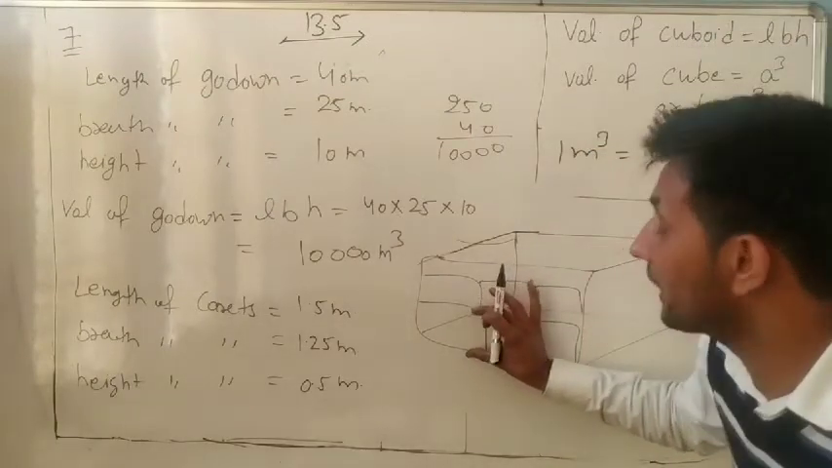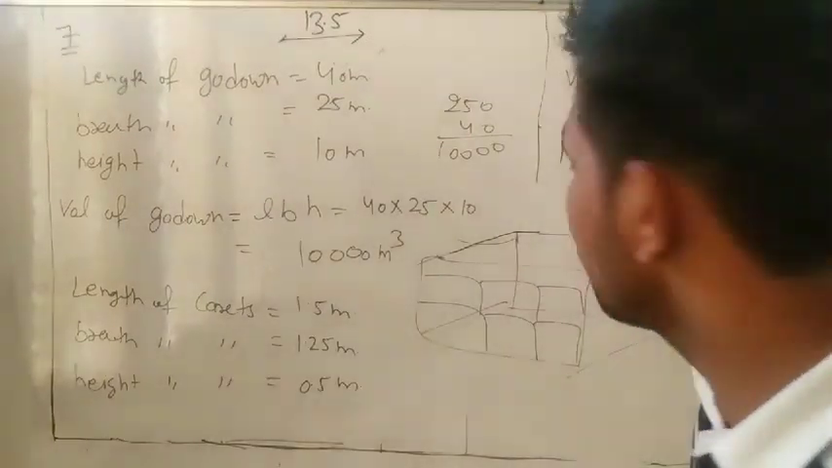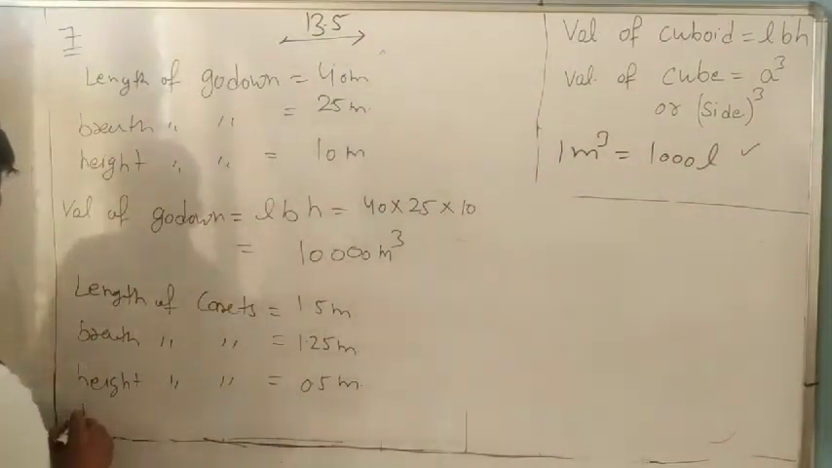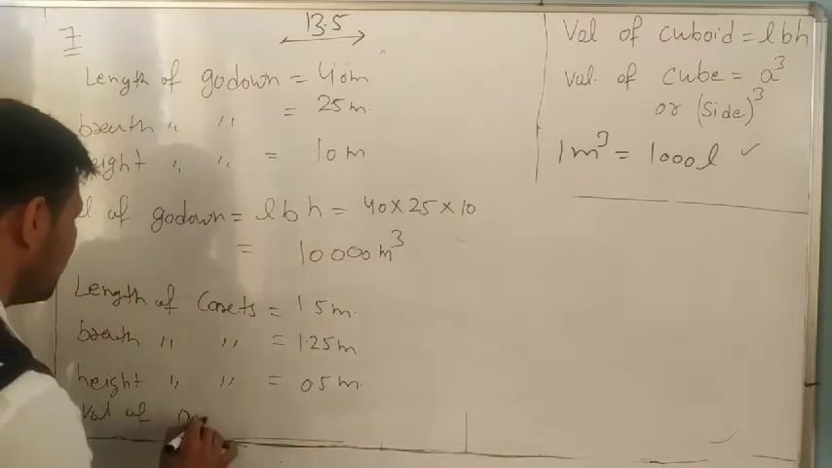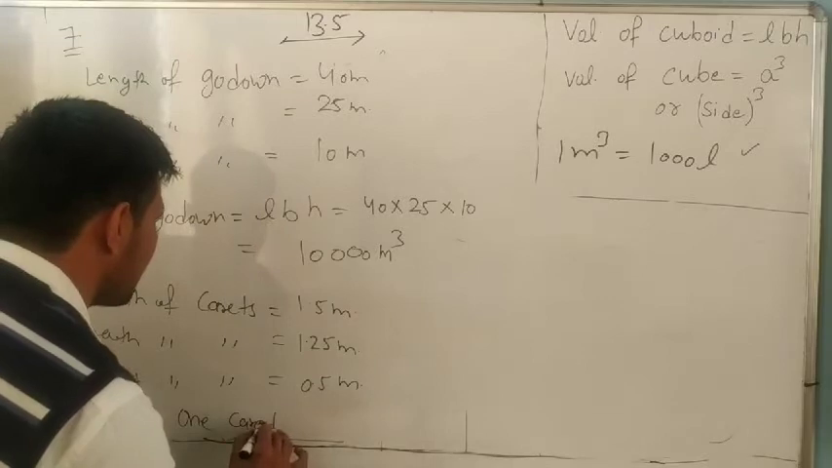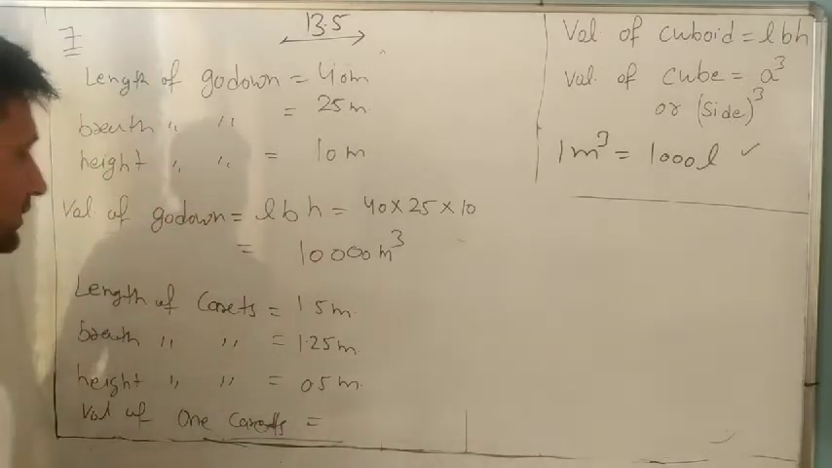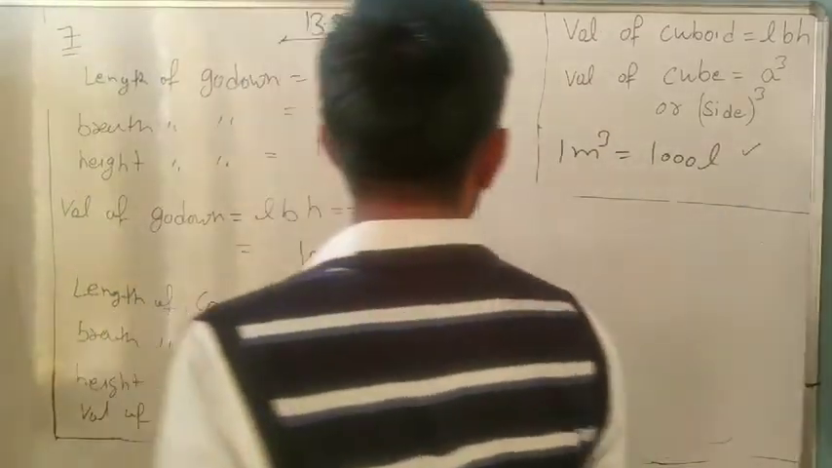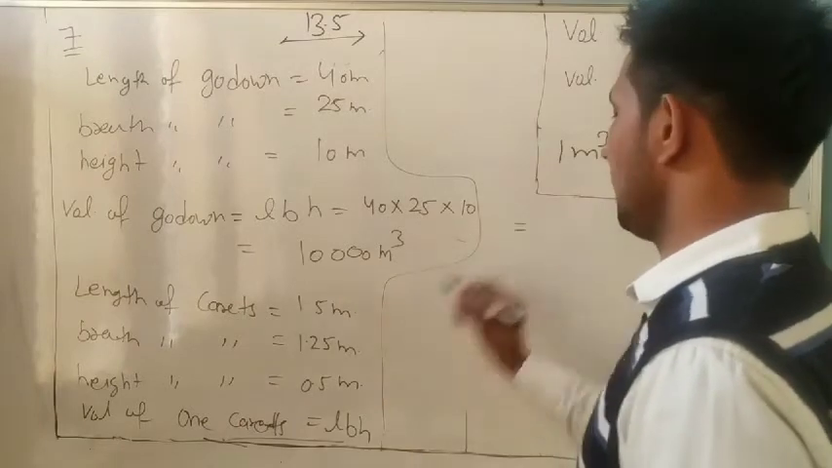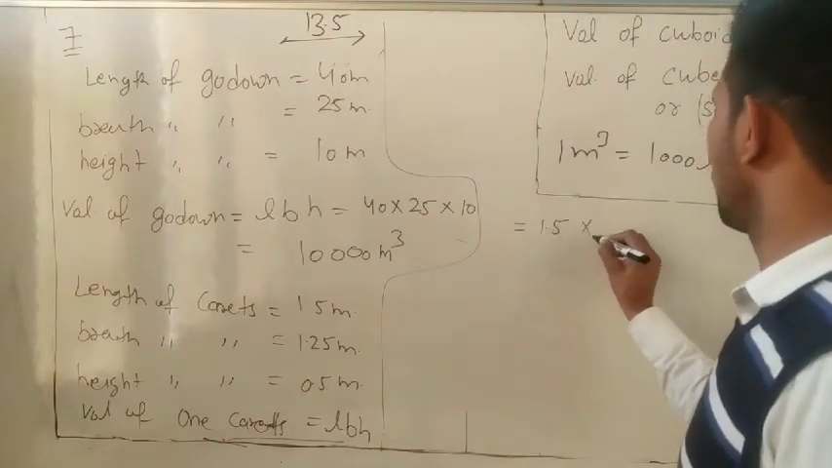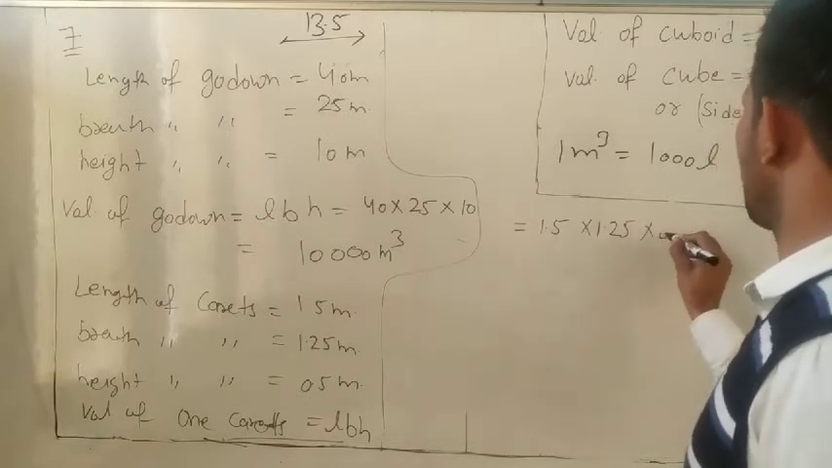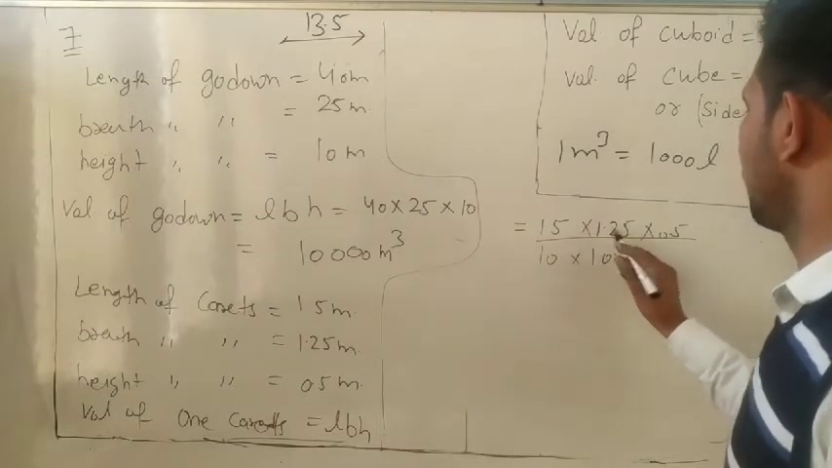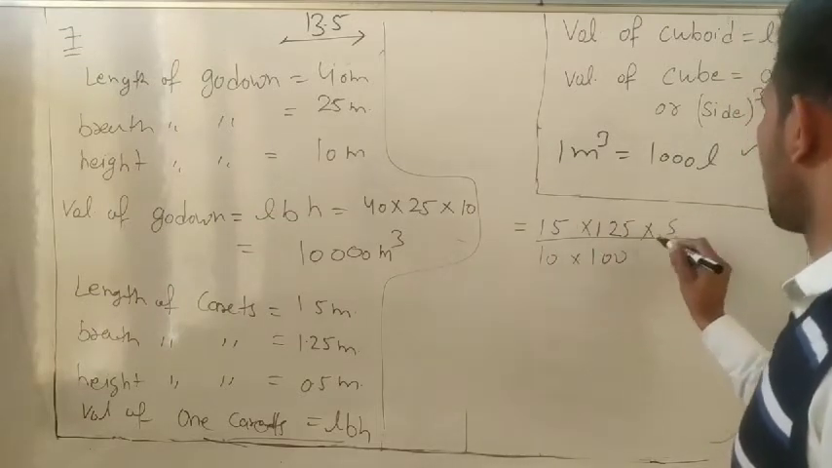First we will find the volume of one carat. Can you find it like this? Yes. Write: volume of one carat is L into B into H, so it is 1.5 into 1.25 into 0.5. You can remove the decimals: 10, 100, and 10.